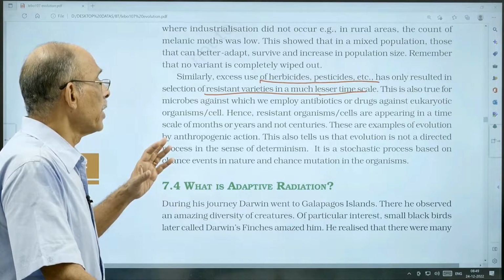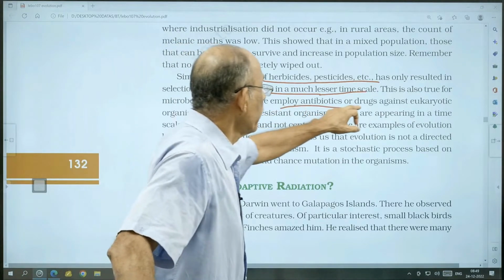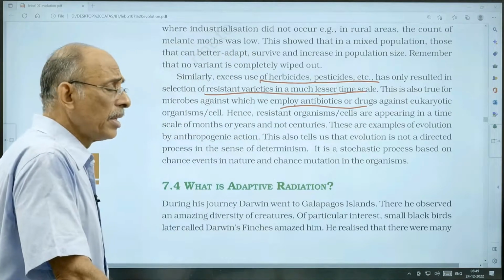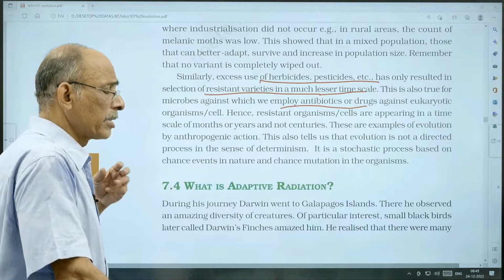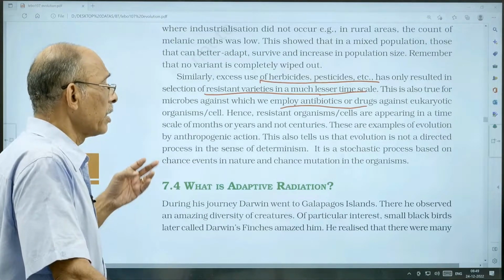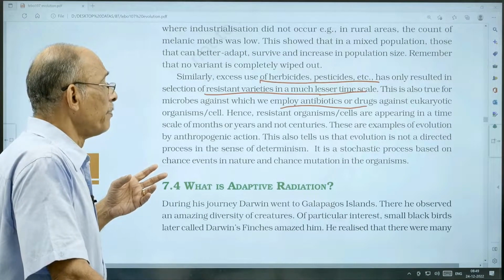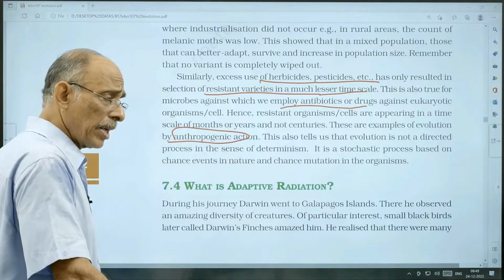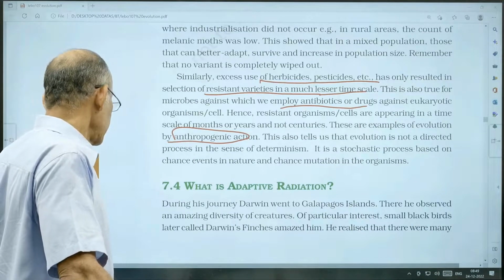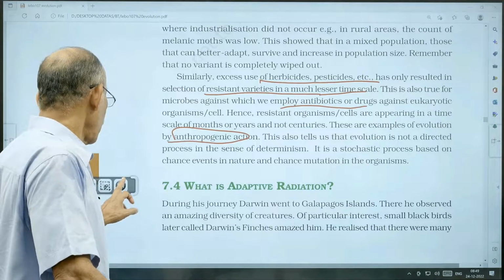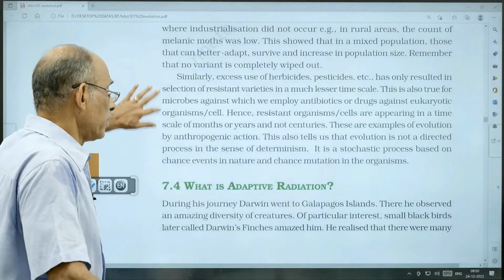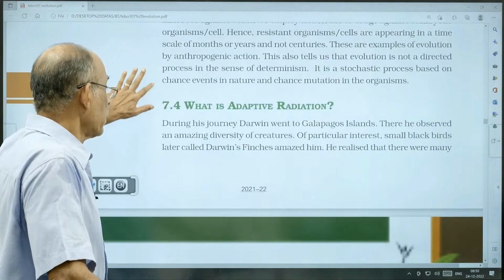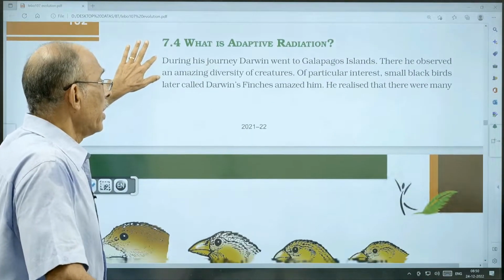The same when we take a lot of antibiotics, we are also producing some resistant bacteria. That is also within a short time. So these are examples of anthropogenic action, man-made evolutionary changes. Next is how man is influencing evolution. Next is adaptive radiation.